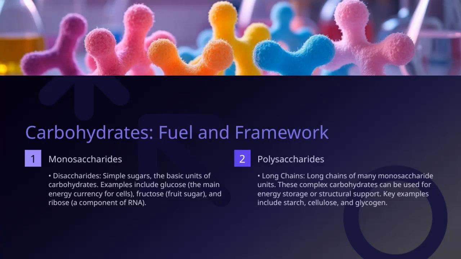Now, let's explore some of the more complex forms of carbohydrates. Long chains of monosaccharide units are known as polysaccharides. These are quite important because they serve as energy storage or structural support in organisms. For example, starch is how plants store energy, while glycogen is the storage form in animals.